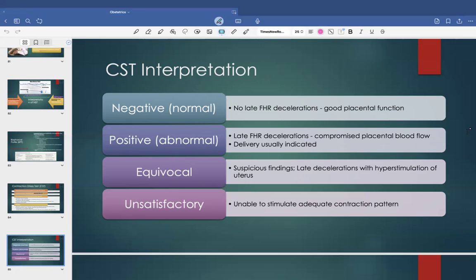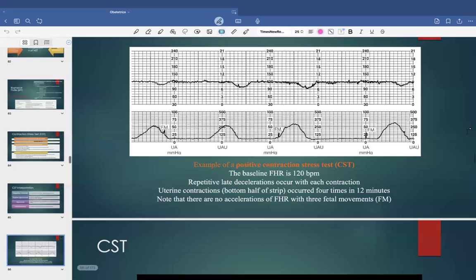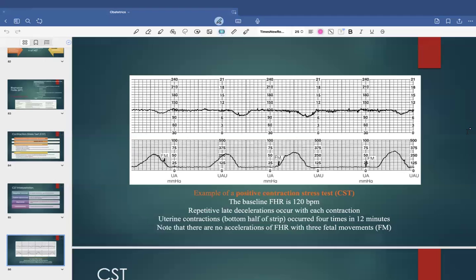All right, so this is an example of a positive. Do we want positive or negative on CST? Negative. We want negative. So this is a positive test. Baseline of the fetal heart rate is around here at 120. You can see that baseline, a dip, baseline, dip, baseline, dip. Same over here, fetal heart rate baseline of around 120. And then you can see those decelerations. You'll see repetitive late decelerations with every contraction. The contractions are at the bottom.